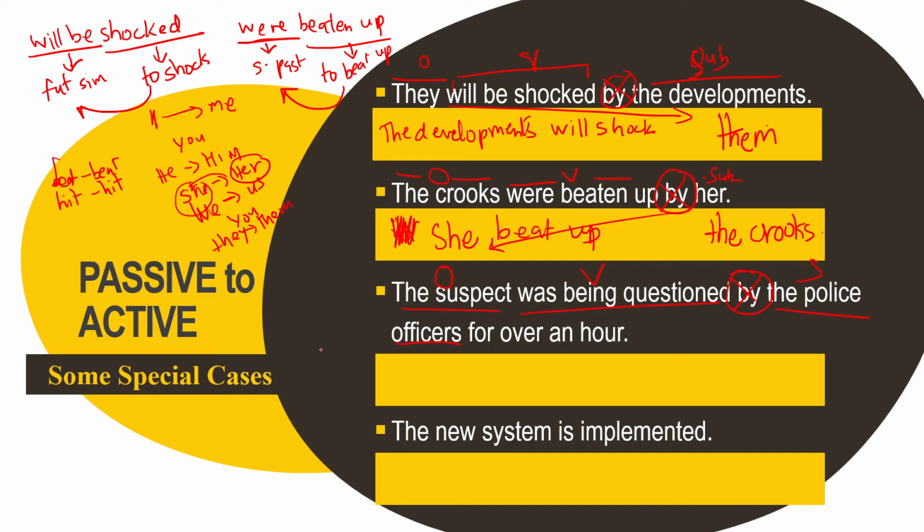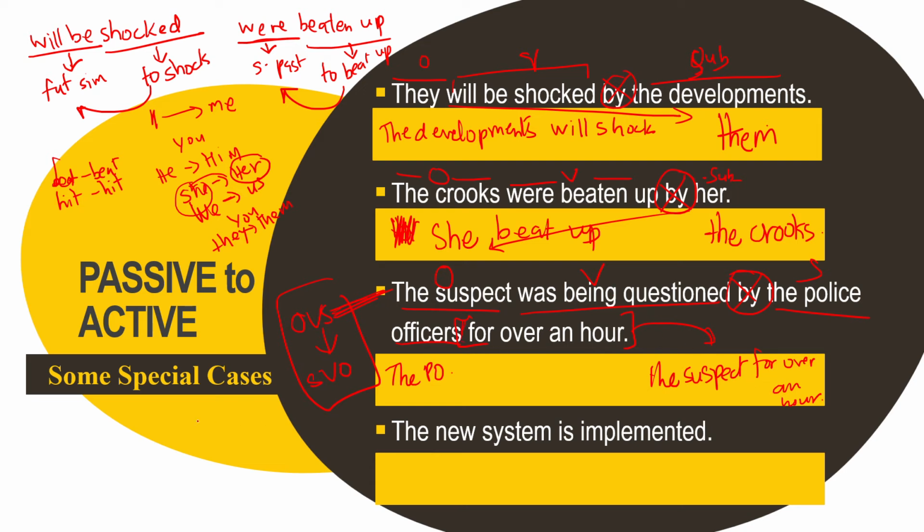Now, besides the object verb subject, you have something else happening in the sentence: for over an hour. Okay, this is not part of the object verb subject, but it is an important part of the sentence. So you keep it where it is at the end of the sentence. Don't worry too much about it. Just keep it as it is. You only need to change object verb subject into subject verb object. This much is your job. So the police officers, get that to the start. The suspect, take that to the end. The extra part, keep it as it is, where it is.